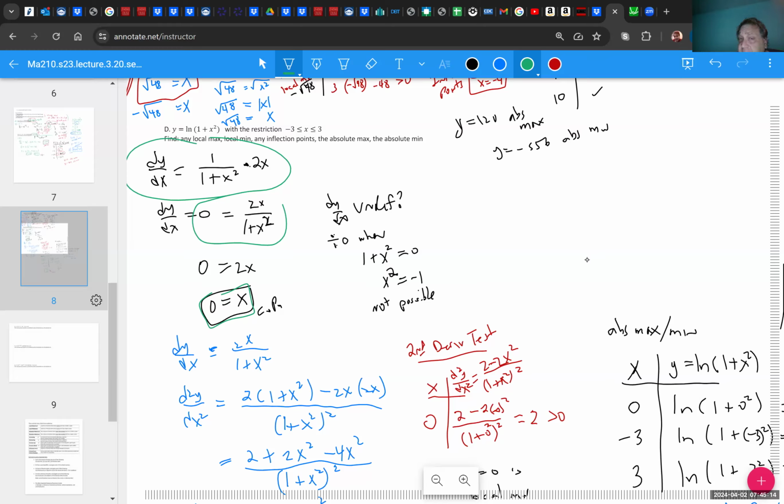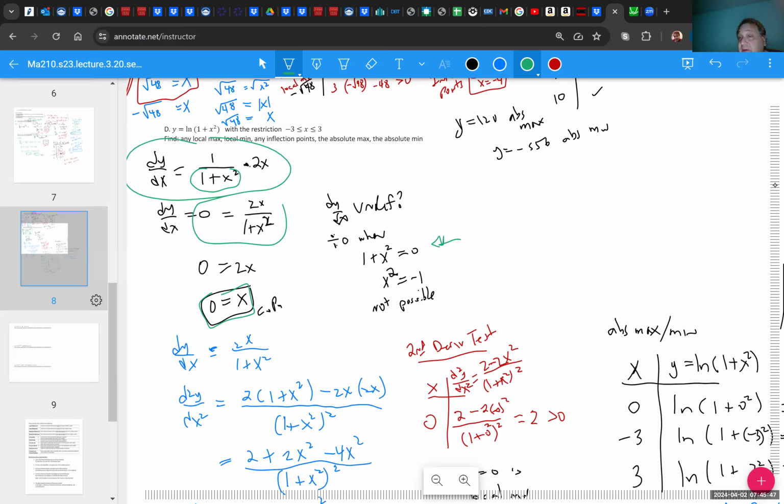For the derivative being undefined, we do have a division, so it is possible to divide by 0. We divide by 0 when the bottom part is equal to 0. So when 1 plus x squared is equal to 0 is when I would be dividing by 0. As it turns out, 1 plus x squared equals 0 has no solutions. It would only be possible if x squared is negative 1, which doesn't work with real numbers. So there's no place it's undefined. Even though there's division, we never divide by 0. So there's no additional critical points from the derivative being undefined.